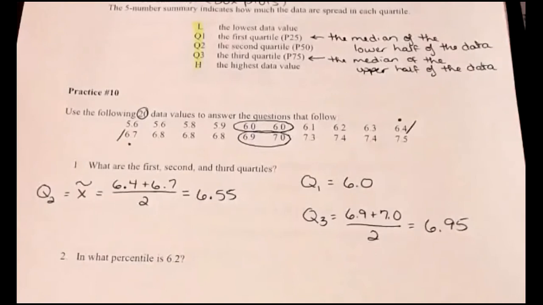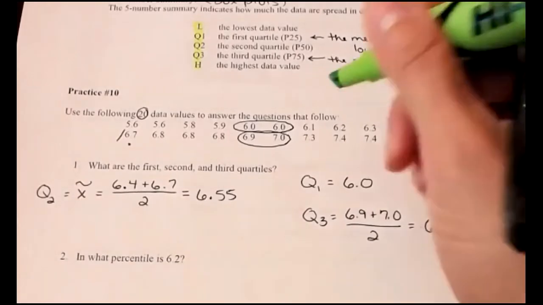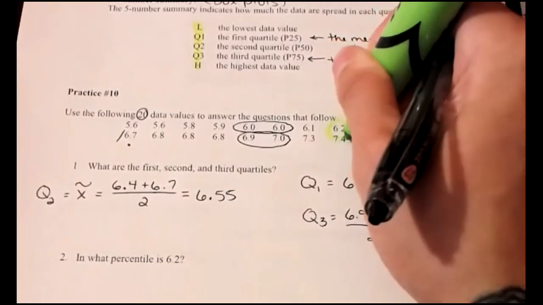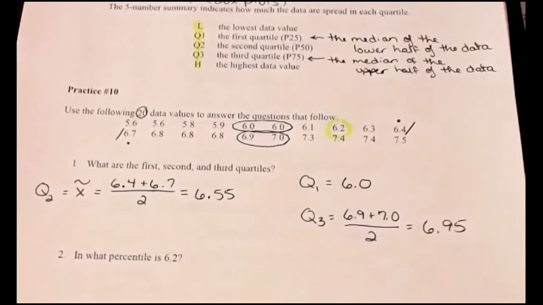In what percentile is 6.2? So what we're referring to is the actual data value 6.2. So I'm just going to circle this. And if we want to figure out what percentile that data value represents, the first thing we consider is what position is 6.2 out of this entire data set? What position is 6.2?